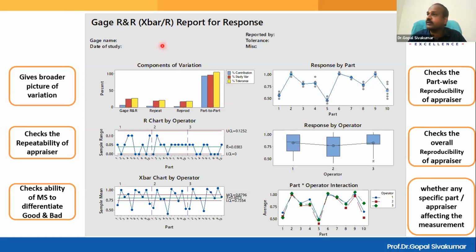Sir, in that, what is part-to-part variation, sir? Oh, part-to-part variation. You know what is part? Part means your product, right? Yes or no? Part means your product. Yes, sir. Your product is having a variation. That is the real problem you want to fix. Your part is having variation. That is the real problem you want to fix.